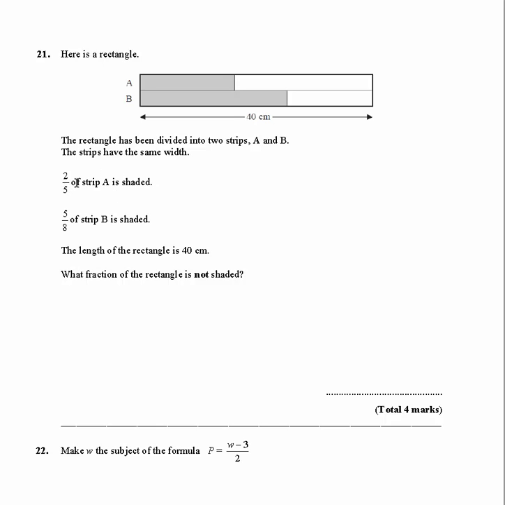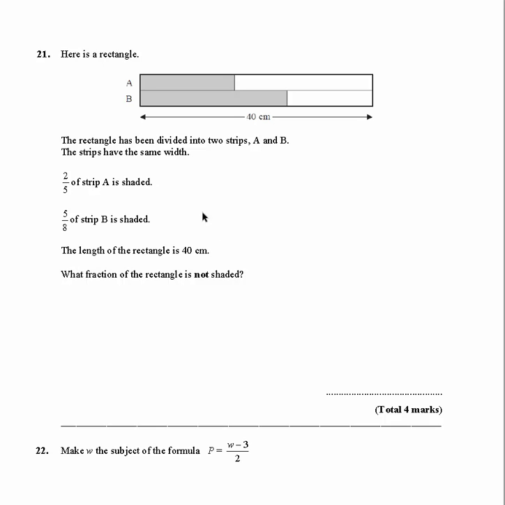Whatever way you do it, to find 2/5 of something, remember you divide by 5 to find 1/5, and then multiply by 2. So then from here you'll have an amount that isn't shaded, and from here you'll have an amount that isn't shaded. So what do you think you need to do next?